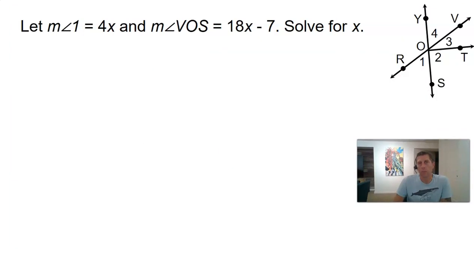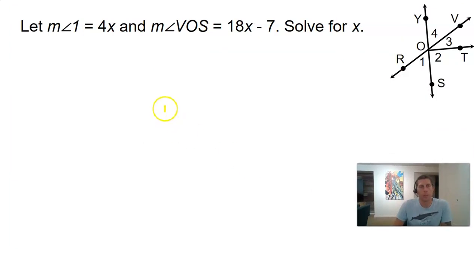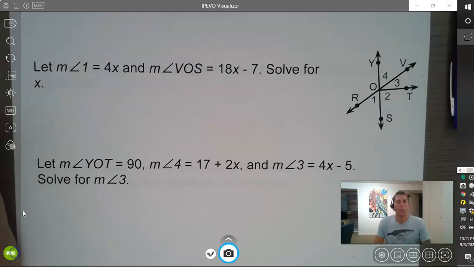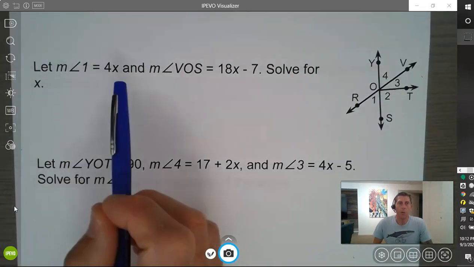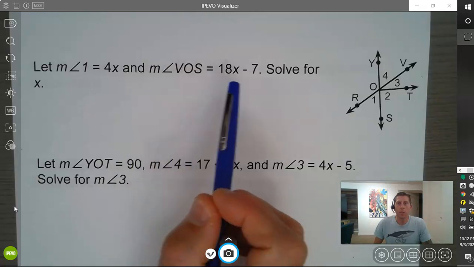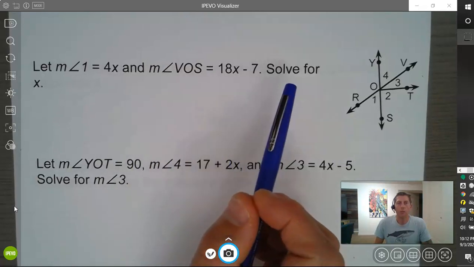Now, what we're going to do with this one is let m, the measure of angle 1, equal 4x, and the measure of angle VOS equal 18x minus 7. Solve for x. I'm going to flip over to the document camera in order to solve for x for these next two problems. So the first one says let the measure of angle 1 equal 4x and the measure of VOS equal 18x minus 7. Solve for x.